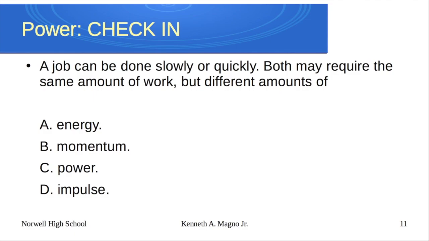So a job can be done slowly or quickly. Both may require the same amount of work, but different amounts of energy, momentum, power, or impulse. The correct answer is power, because work is going to just change the energy. So if it's the same amount of work, same amount of energy. But how quickly or slowly it's done, the rate at which the work was done, the time it took, would basically be the power, because work over time is power.